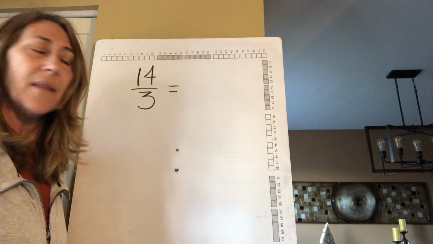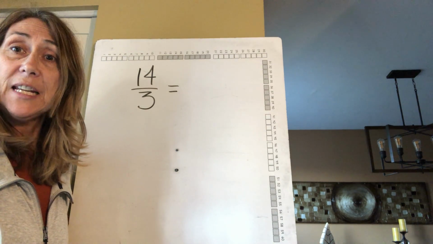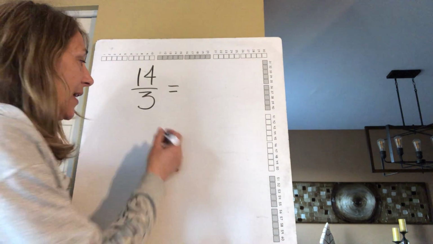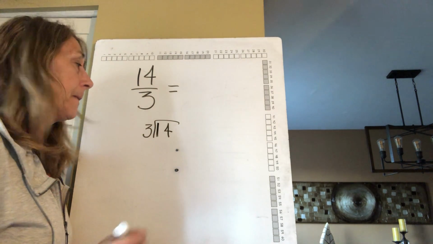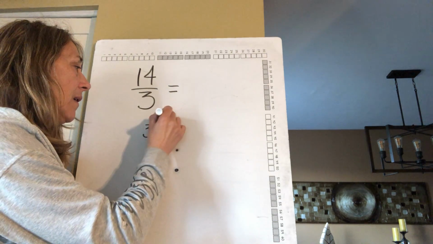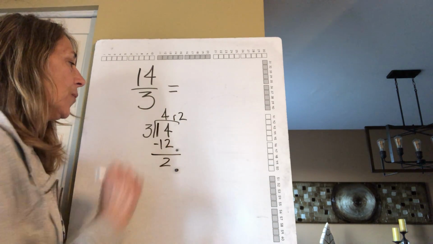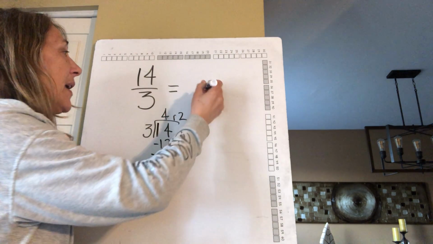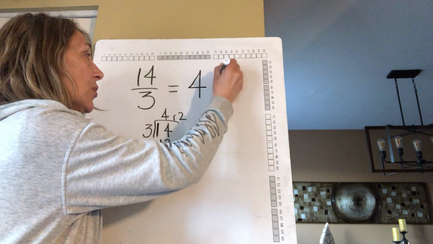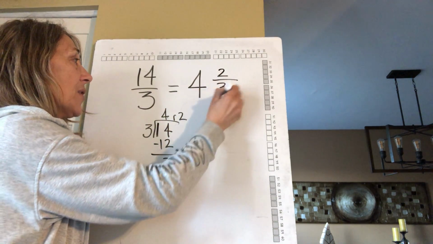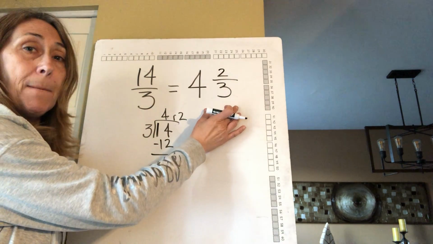14/3. That means how many groups of 3 can I make out of 14? That sounds to me like division. 14 divided by 3. 3 times what gets me close? 4. 4 times 3 are 12. Subtract, remainder 2. That means I can make 4 whole groups. There's 2 left. 2's my remainder. My pieces are thirds. 4 2/3. Fraction greater than a whole, a mixed number.